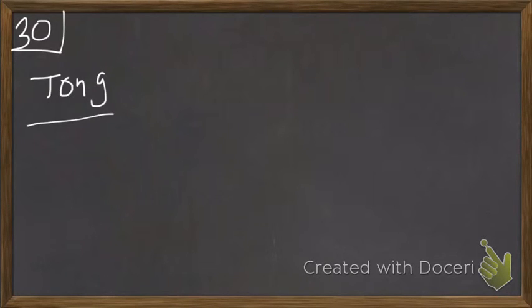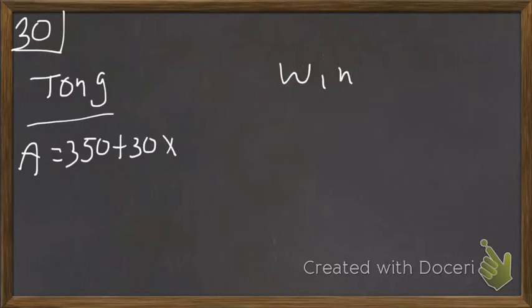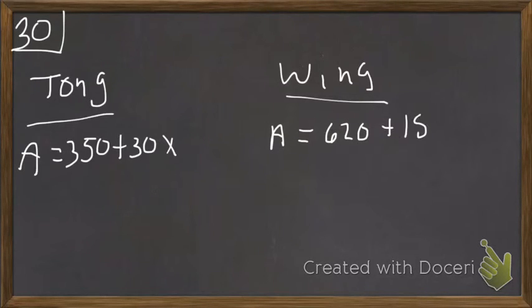Number 30. We have Tong has $350 in his savings account and has a part-time job where he's able to add $30 per week to his account. So he's got $350 and he's adding $30 per week. Wing, his sister, has $620 in her savings account, but is only saving an additional $18 per week. So her amount is $620 plus 18x.